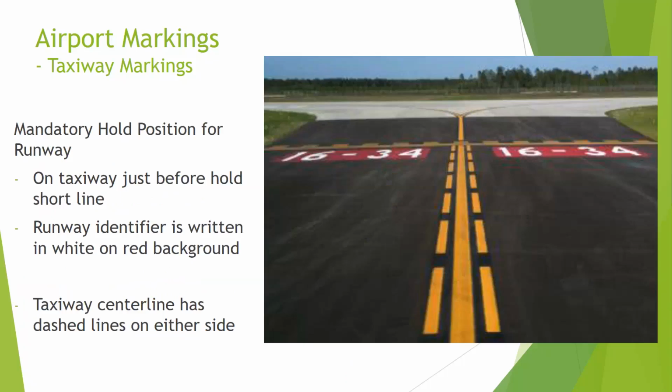This is what it looks like from ground level. Different runway now, 16/34. But here you can see our lines on the center line that are giving us a heads up. We're approaching a hold short position. We have our hold short lines right here. We've got our runway identifier. And then up ahead here would be the runway itself.